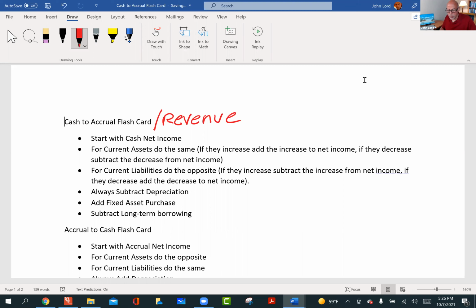If the current liability increases, then subtract the increase from net income. If it decreases, add the decrease to net income. So for current liabilities, do the opposite. Always subtract depreciation, add any fixed asset purchase, subtract any long-term borrowing.